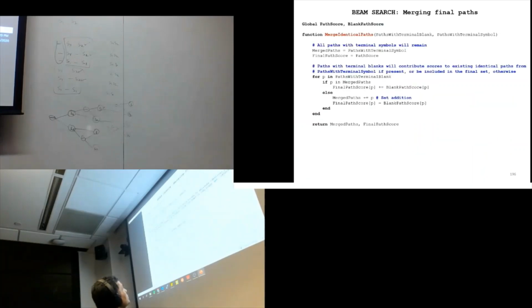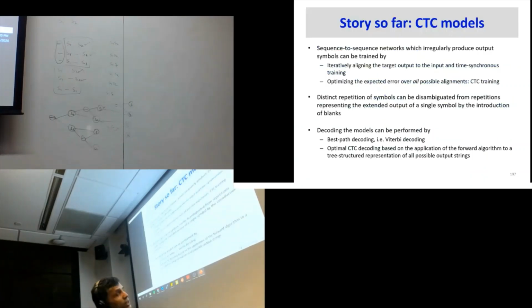So once you've done that, you can just pick the most likely path, and that is your beam search algorithm, where instead of just doing a Viterbi decode and finding the most likely time synchronous sequence, now we are actually finding the most likely order synchronous sequence, where in computing the probability of any sequence, you're computing the total probability of all possible ways of aligning that sequence to the input.